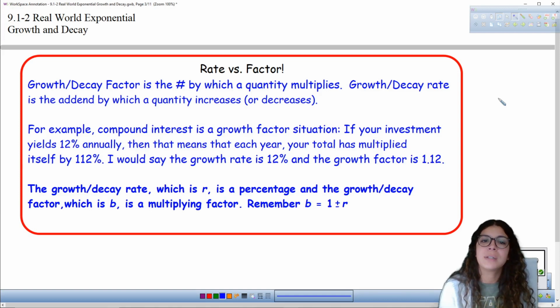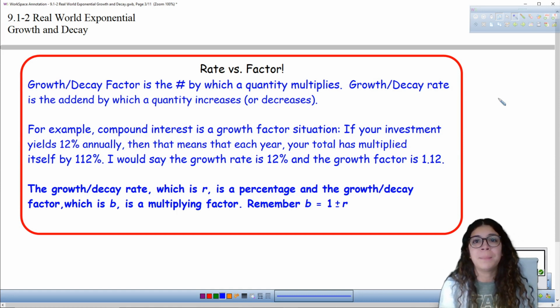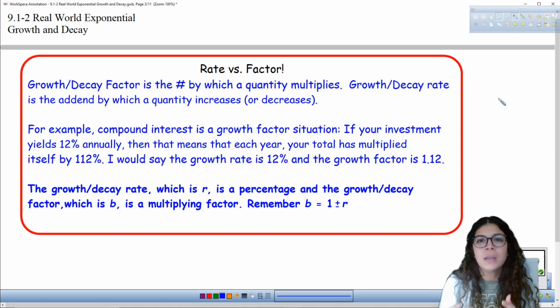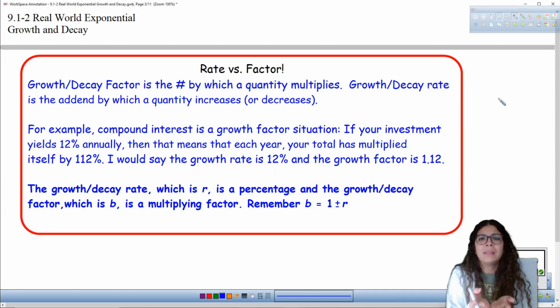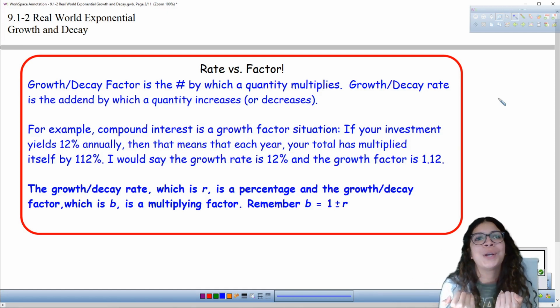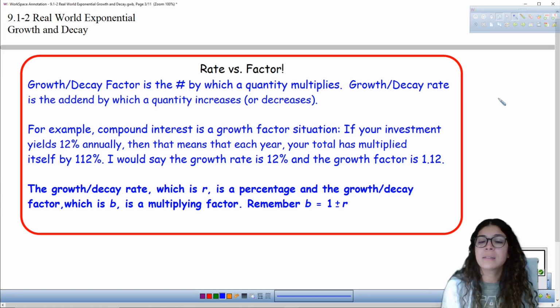Let's say you're gaining compound interest in your account, and compound interest is a growth situation. It's an exponential growth situation. If your investment is giving you 12% annually, that means that each year your total is really multiplied by 112%. Why isn't it just 12%? Well, because you're not losing the 100% that you still had in there. You're not losing that money that you put. So you're just gaining 12% on top of what you already had in the account, which is 100%. So in this scenario, the growth rate is the 12%, while the factor is 1.12.